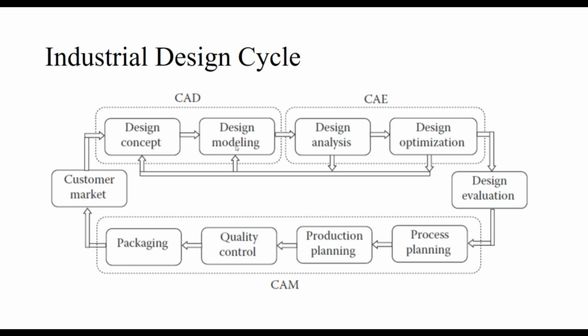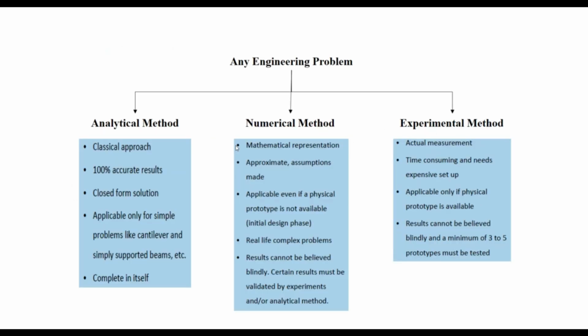For the design analysis and design optimization phases, we are going to use FEA software like ANSYS, Abaqus, Nastran, NX and other software available in the market. Then, what are the major ways in which any engineering problem can be solved? Any engineering problem can be solved in three ways: one is the analytical method, the second is the numerical method, and the third is the experimental method.